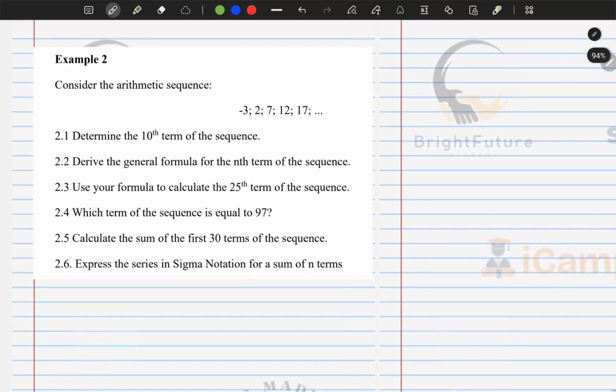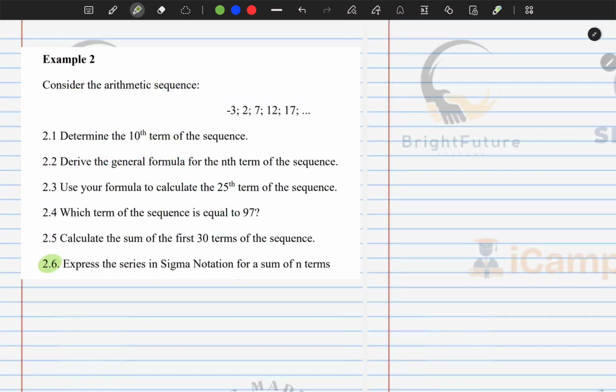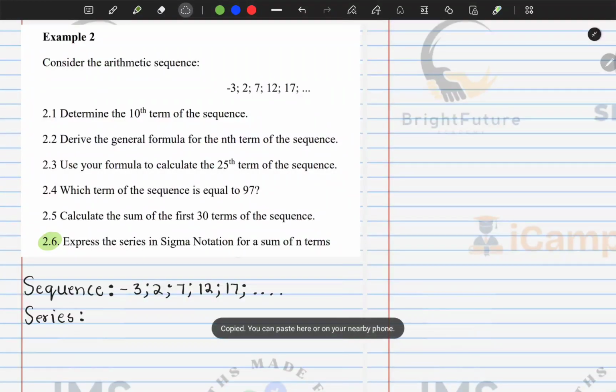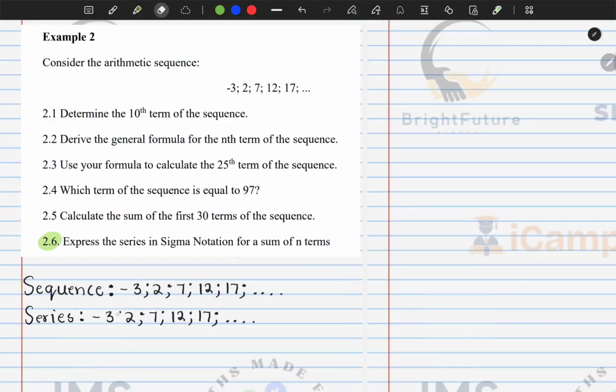So we are asked to express the series in sigma notation. There are two things we need to realize. The first is that what we are given there is a sequence. If we want to convert this to a series, we just put in pluses in between what we were given, so we can make this a series by putting plus signs in between.